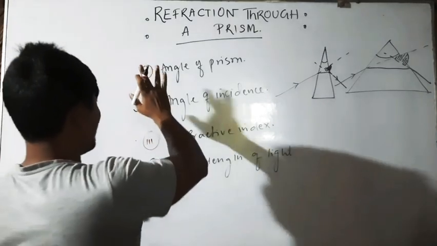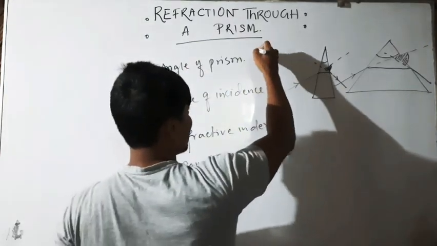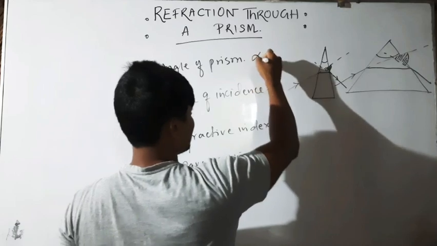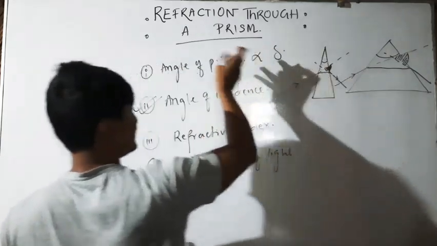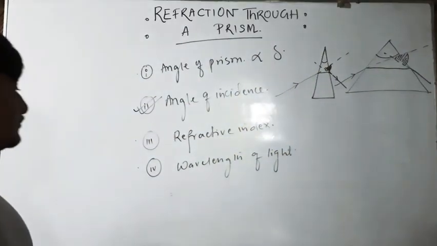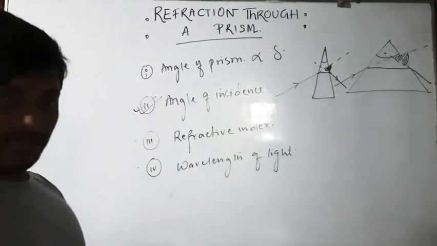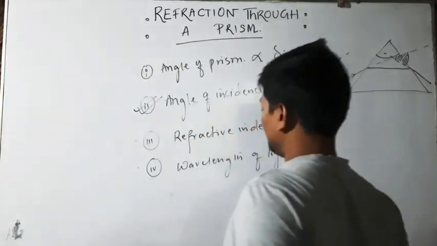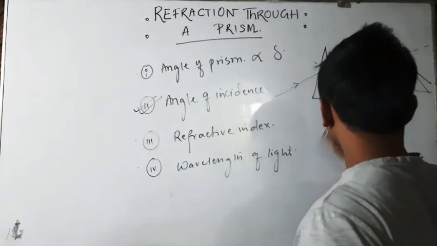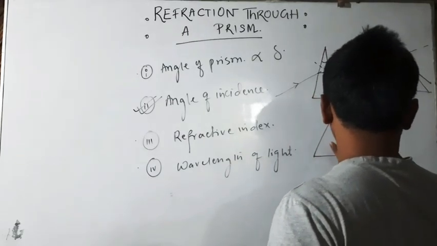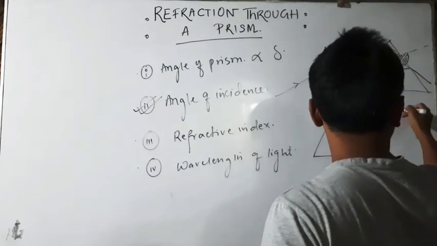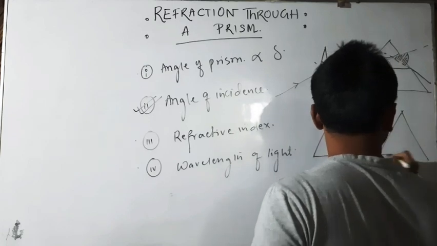Understood? So upon this factor, it depends directly. Deviation angle will directly depend on the angle of prism. Next, refractive index. Now for this particular part, let us take an example. Say two prisms of the same angle of prism. Two prisms with the same angle of prism are placed here.